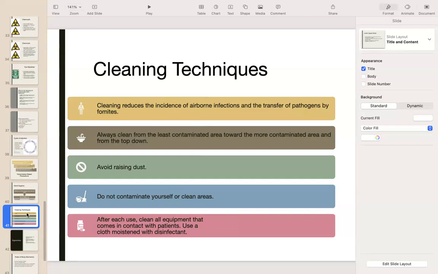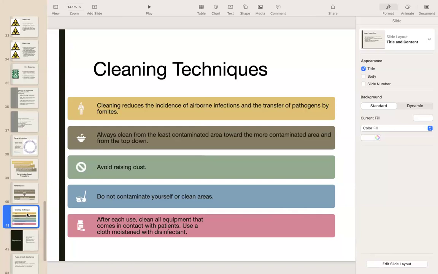So cleaning reduces the incidence of airborne infections and the transfer of pathogens by fomites. You always want to clean from the least contaminated area toward the most contaminated area and from top to bottom. Usually, if you work in a facility and they have patients who have their own contact precautions, they come to your room and you have to do an exam on them, we'll get housekeeping to come do a terminal clean.